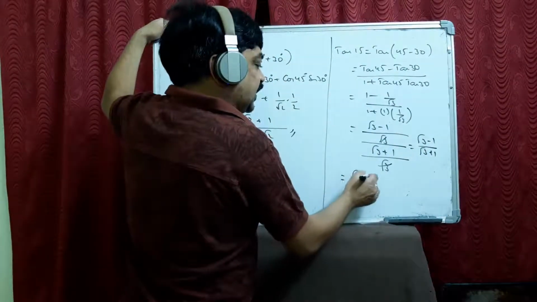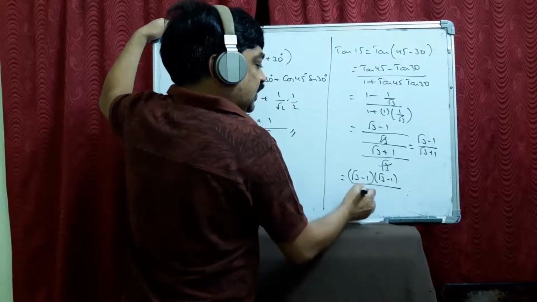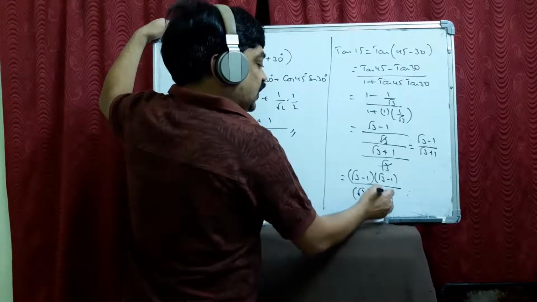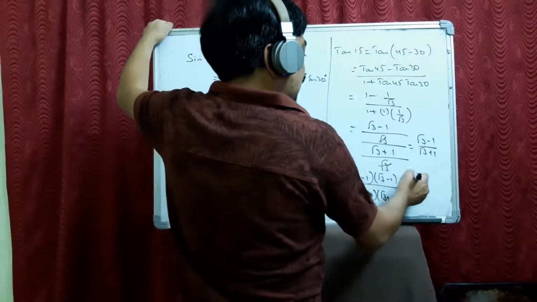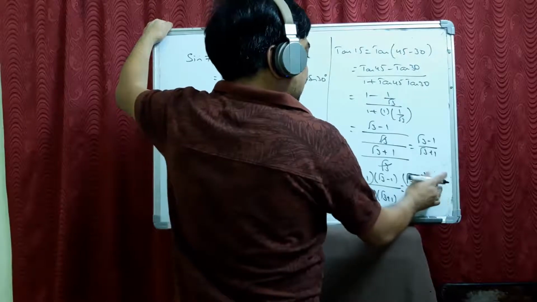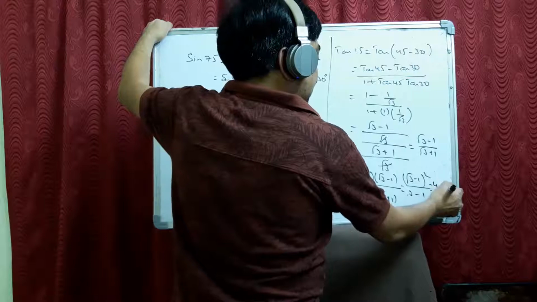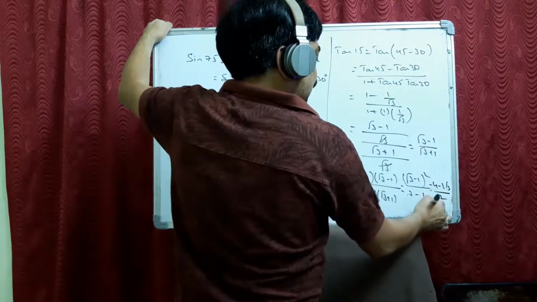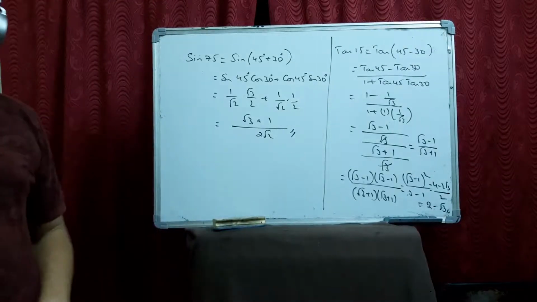If I rationalize the denominator, the numerator becomes root 3 minus 1 whole square, and the denominator becomes root 3 minus 1 into root 3 plus 1. So the numerator becomes root 3 minus 1 whole square by 3 minus 1. So the numerator becomes 3 plus 1, 4 minus 2 root 3 by 2. So finally it becomes 2 minus root 3. Okay.